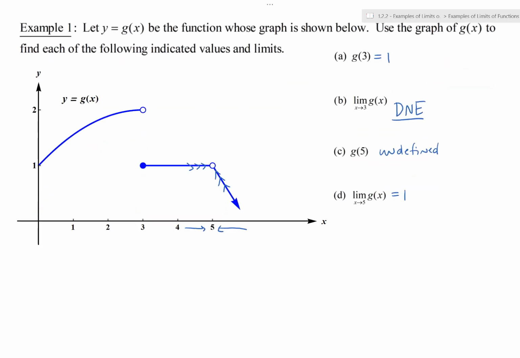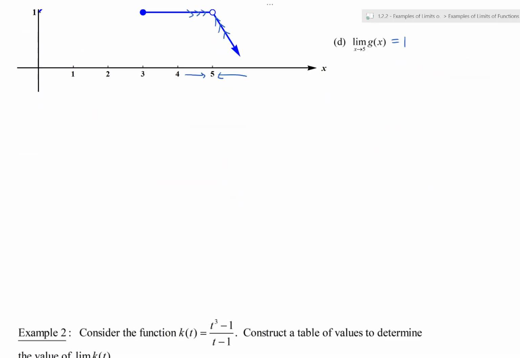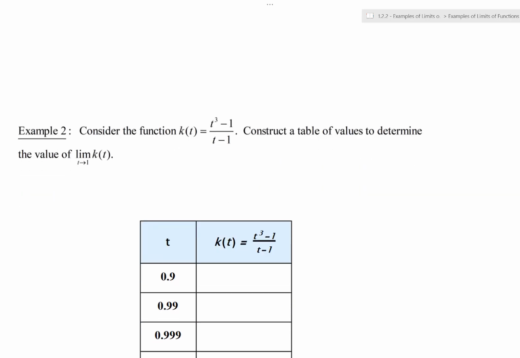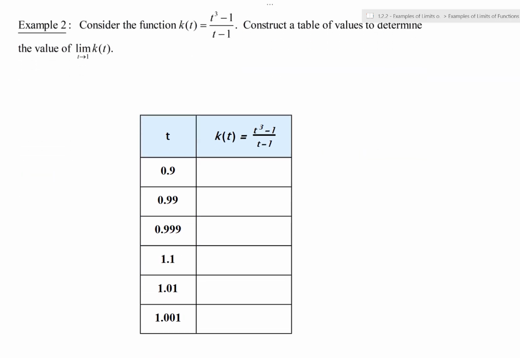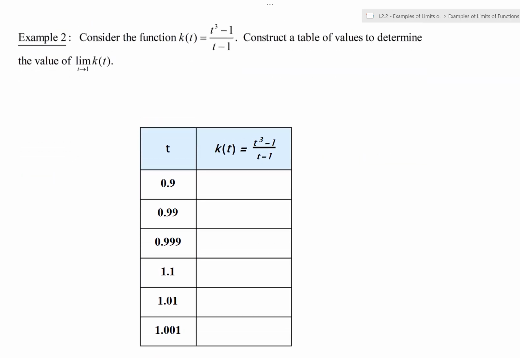Another way to find limits is numerically. And this is an example of a numerical example. As you can see, we have a table. What we have given to us is a function k of t, which is defined to be t cubed minus 1 in the numerator divided by t minus 1. We're going to construct this table of values to find what the limit as t approaches 1 is of this function k of t.